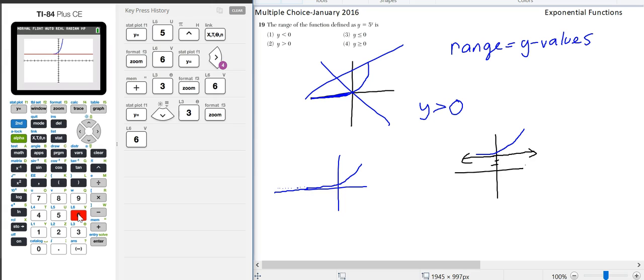So the red line is y is equal to 3. It looks like the blue line eventually touches the red line. But what you can see is that it gets so close to the red line, but it's never going to actually touch that red line.